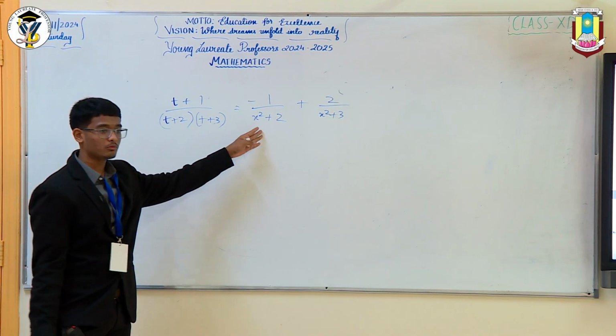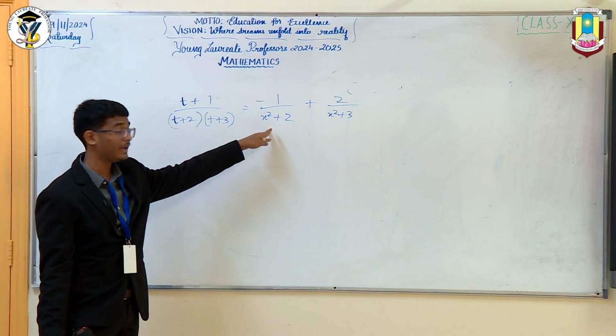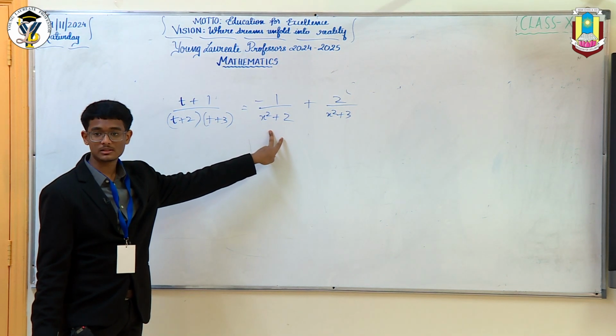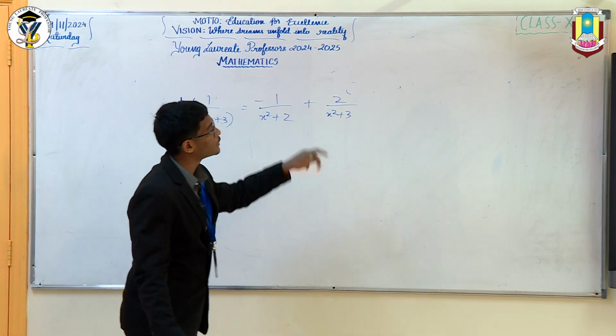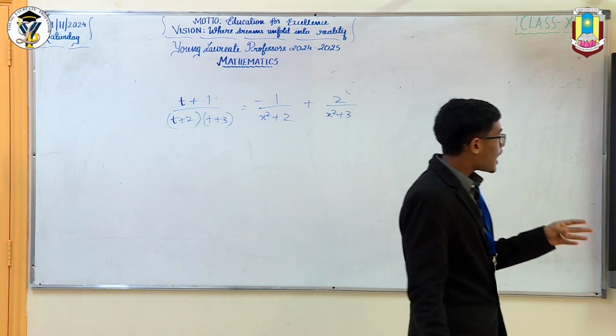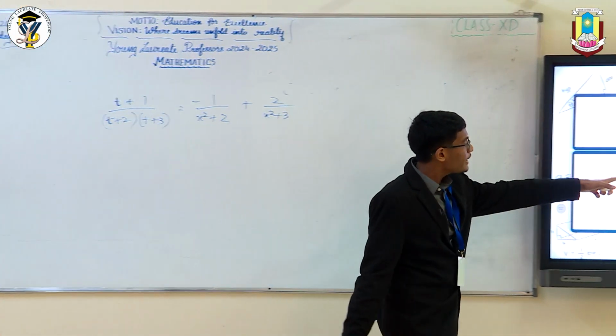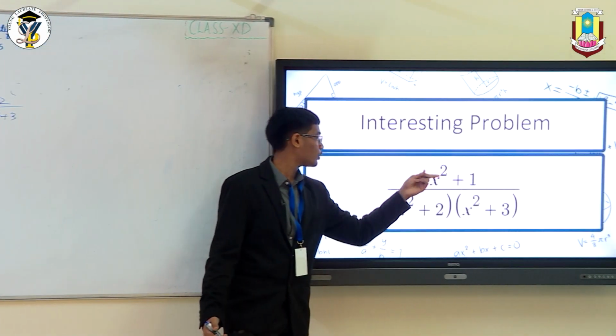Now I'm sure all of you know 1 by x square plus a square. What's the integral of 1 by x square plus a square? Tan inverse, right? So you can integrate directly. But another interesting intuitive method is that you can take x square outside and then what are you left with?